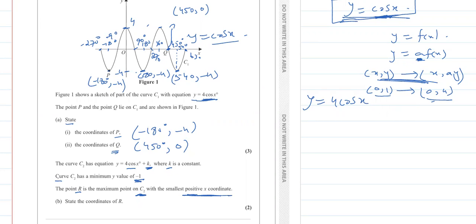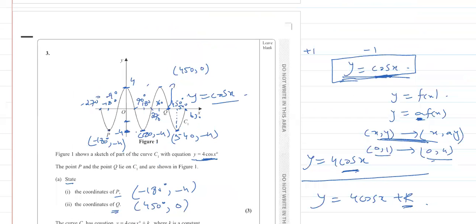Two conditions are given. First of all, it is given to you that y is equal to 4 cos x plus k. It means you add something in this equation. So the minimum value, which is -4, now has become -1. It means it shifted from -4 to -1. So obviously, what will happen in that case? The equation will be like this one.